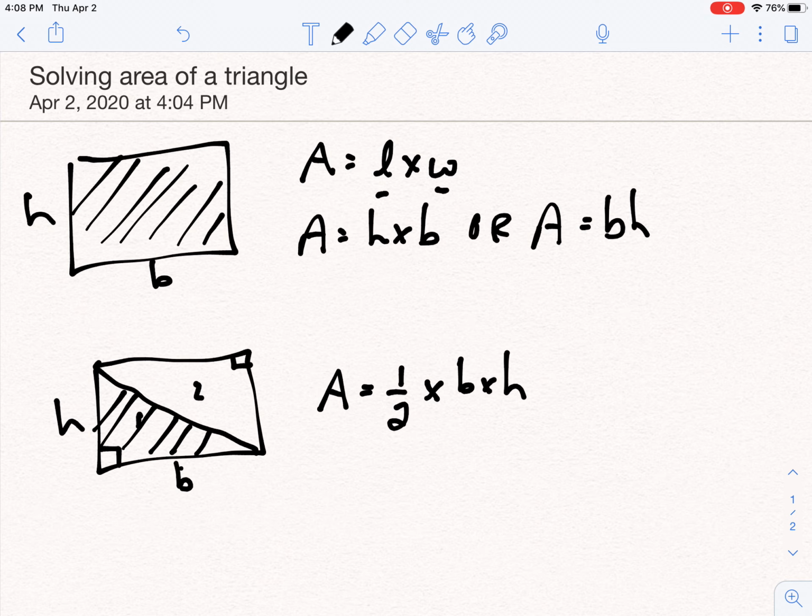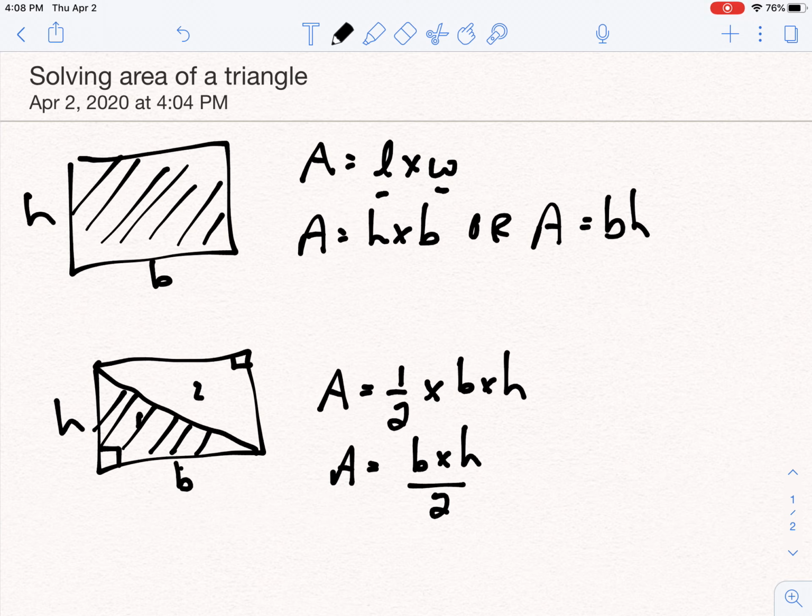Now, what we can also do is instead of saying a half of something, you guys usually think of a half as dividing something in half, or dividing it by 2. So instead of using this formula, we could actually change this to saying my base times my height, and taking that answer and dividing it by 2. That will represent the area of a triangle.